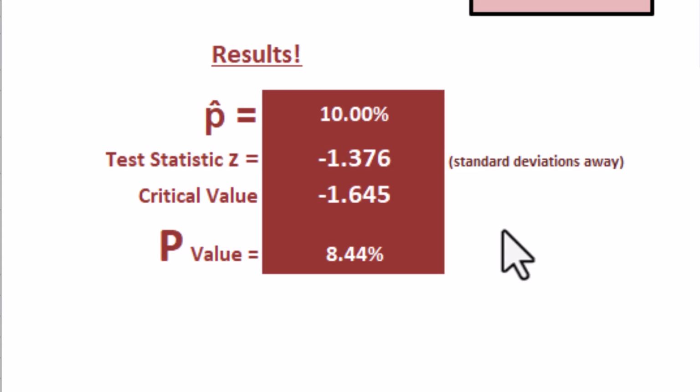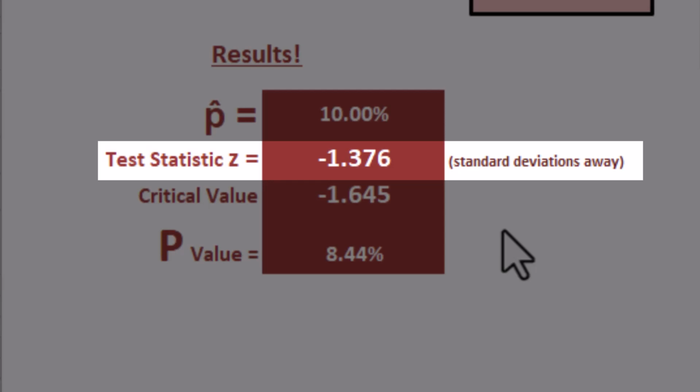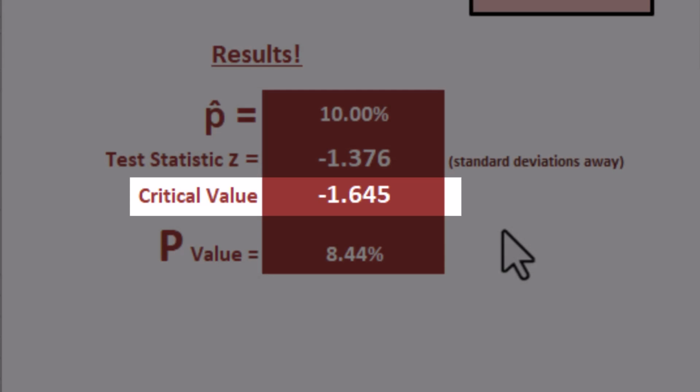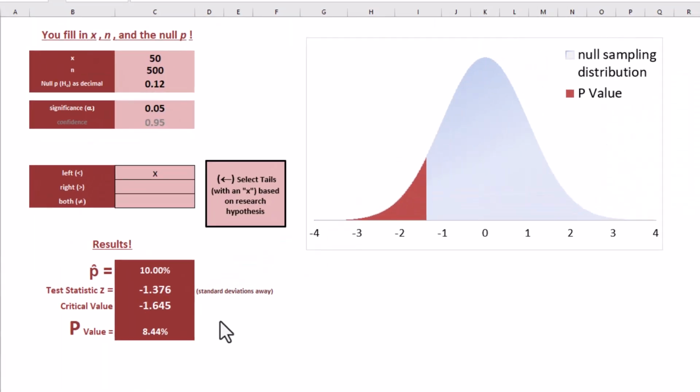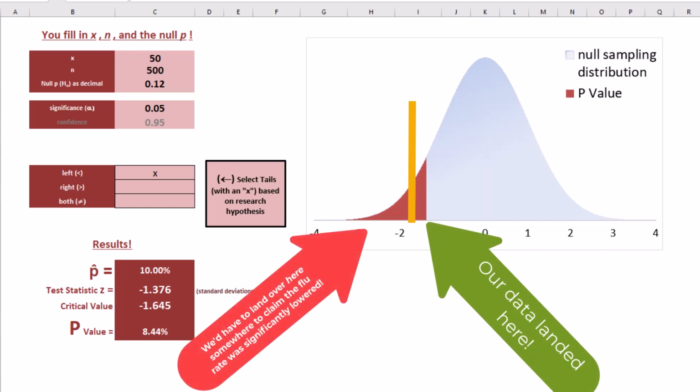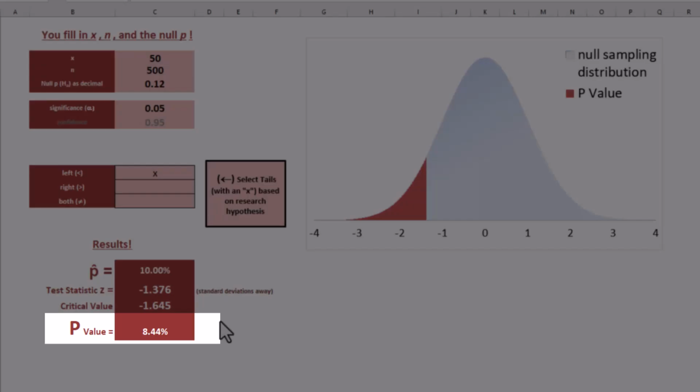First of all, test statistic Z. This is how many standard deviations away you are from average. You are 1.376 standard deviations down from average in this case. So you're more than one standard deviation away, but not quite two. What does that mean? In order for us to escape the null sampling distribution's confidence interval, we'd have to get past this critical value of negative 1.645. If you look at the graph, I don't have this graphed because I'm not exactly sure how to draw this line onto the graph, but that line would be about here. In short, our data did not get far enough down to escape 95% confidence, and you can see that in the p-value, 8.44%. That's very close to the 9% that we got with the Monte Carlo.